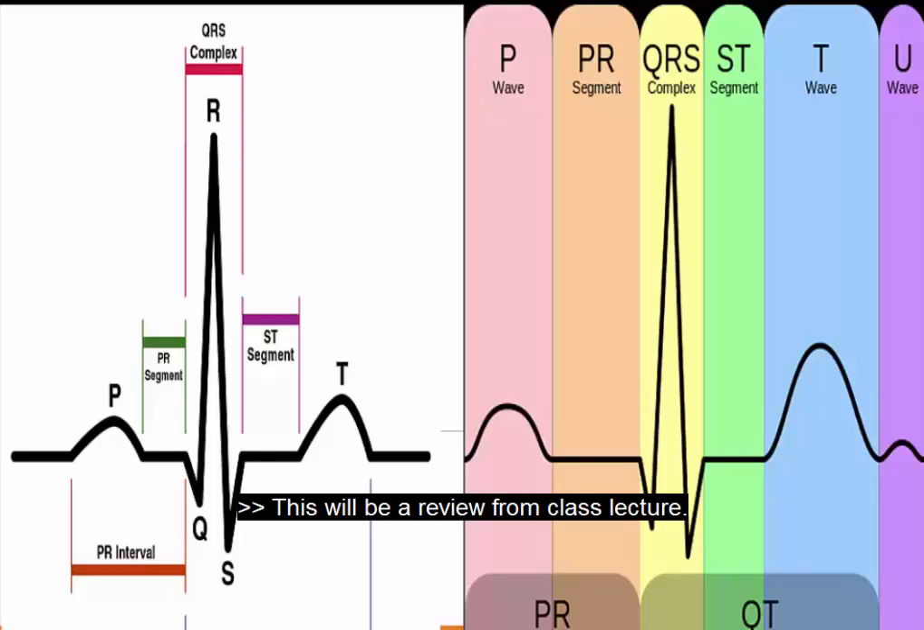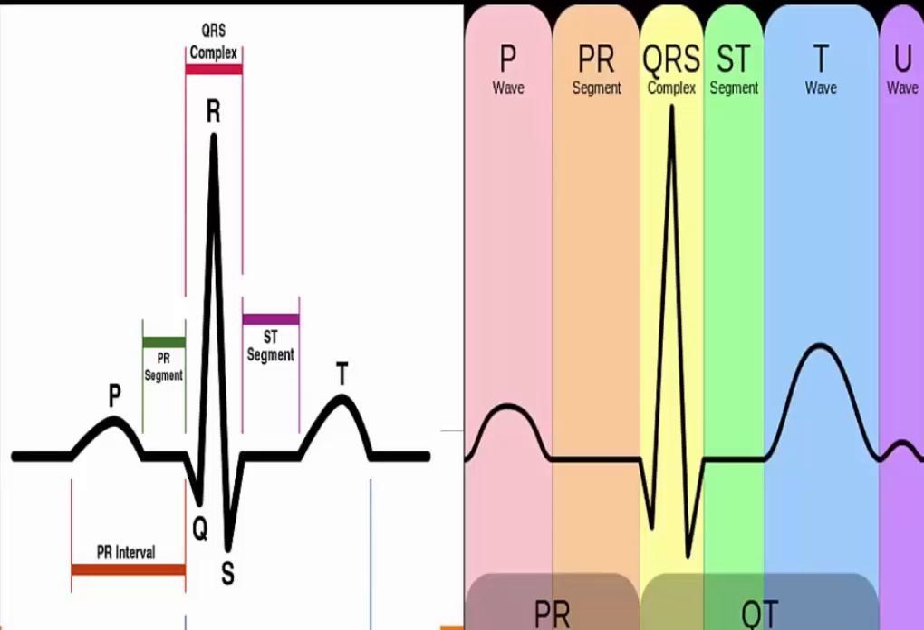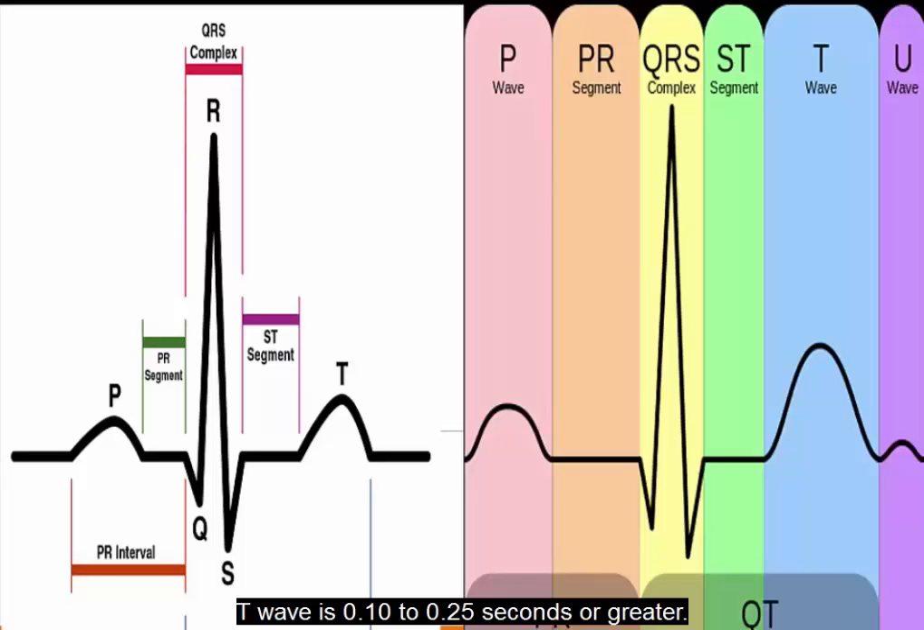This will be a review from class lecture. Looking at the P wave, it's 0.4 to 1.0 seconds. PR interval 0.12 to 0.20 seconds. QRS 0.06 to 0.10 seconds. QT interval is less than 0.40 seconds. T wave is 0.10 to 0.25 seconds or greater.